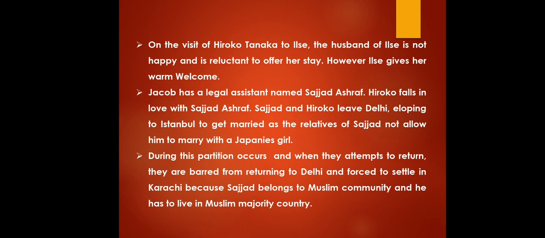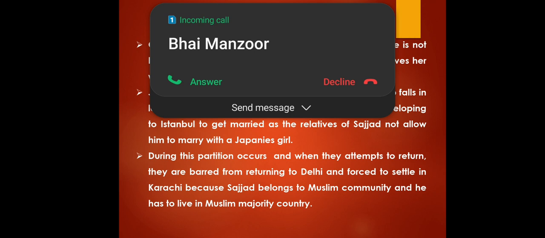Sajjad and Hiroko leave Delhi, eloping to Istanbul to get married, as the relatives of Sajjad do not allow him to marry a Japanese girl. Now you can see the cultural clash, because Sajjad Ashraf belonged to the Muslim community and Hiroko Tanaka was Japanese, so the family of Sajjad was not allowing a Japanese girl to marry Sajjad Ashraf. And religion can also be a part of this, you can say that.